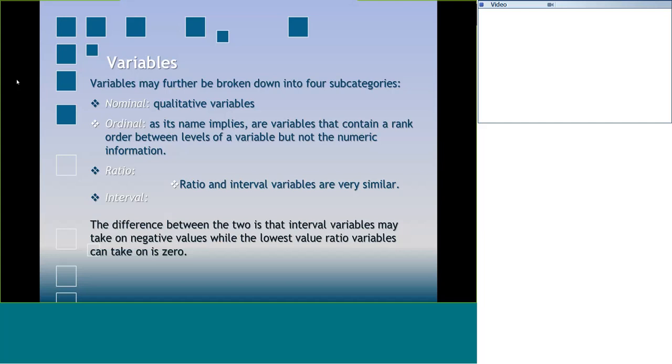So why do we classify variables in so many different ways? The answer to this question is that the type of evaluation and analysis we can do on a variable depends on how it is classified. You can do types of analysis on qualitative variables that you can't do on quantitative data, and vice versa.